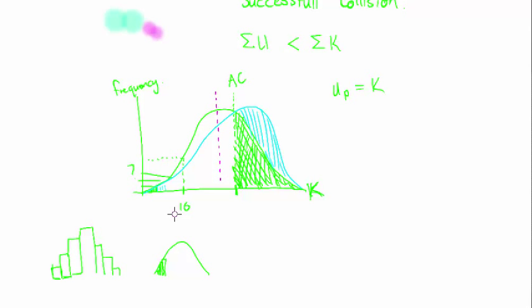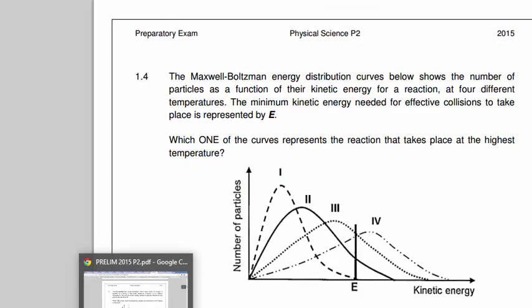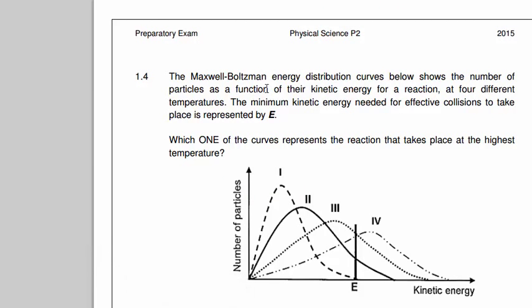Okay, let me just see that I didn't leave out something. So there was one question which had this in the exam. It was a multiple choice. The Maxwell-Boltzmann energy distribution curve below shows the number of particles as a function of their kinetic energy for a reaction at 4 different temperatures. The minimum kinetic energy needed for effective collisions to take place is E. That's the activated complex.